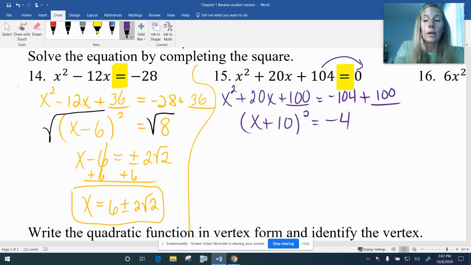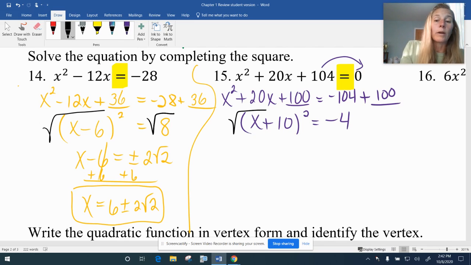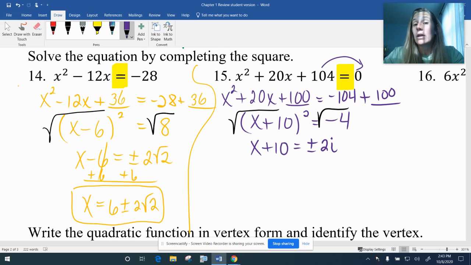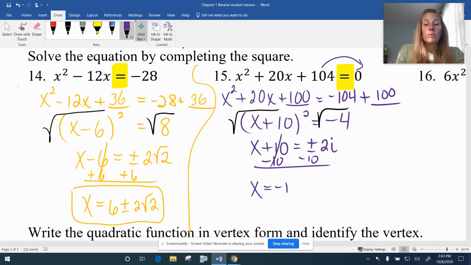And on the other side, my like terms give me negative 4. Now I can square root both sides. I have x plus 10 equals positive or negative 2i. 4 is a perfect square, so it equals positive or negative 2, and then the negative on there gives us the i. And then finally subtracting the 10 to make my x all alone, so negative 10 plus or minus 2i.